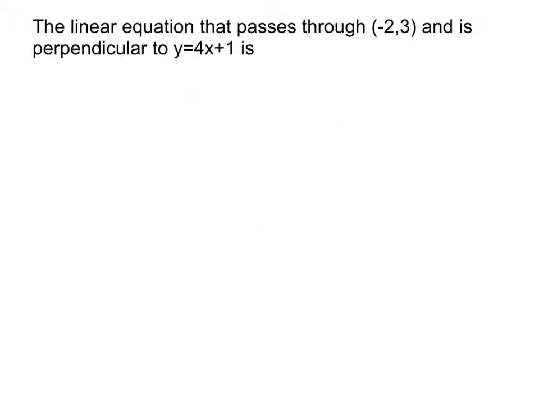Now this next question: the linear equation that passes through the point (-2, 3) and is perpendicular to the equation y equals 4x plus 1 is... The first thing we need to do is use the gradient of the first one to work out the gradient of the second one. Our relationship that we have is m2 equals negative 1 over m1. In our case, m1 is equal to 4, so m2 will be equal to negative 1 over 4. So that's now told us the gradient that we need to be dealing with.